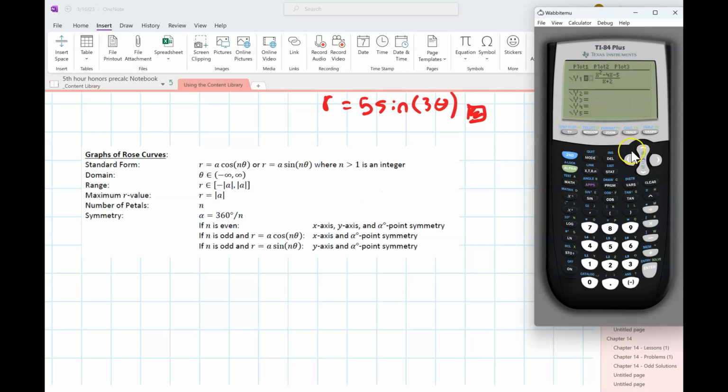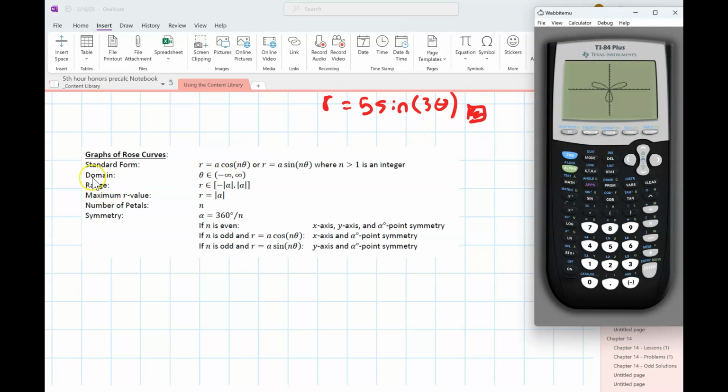Let's just take a quick peek at what that's going to look like. So I'm going to pull out my calculator, pop it into polar mode. We'll do 5 sine 3 theta. And just take a quick peek at my window. That seems appropriate. Look what we get. Kind of looks like a flower, doesn't it? That's why we're calling this a rose curve.